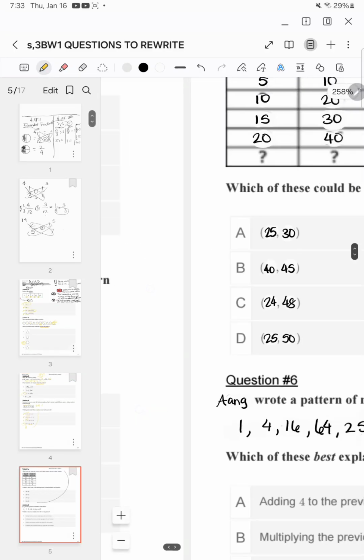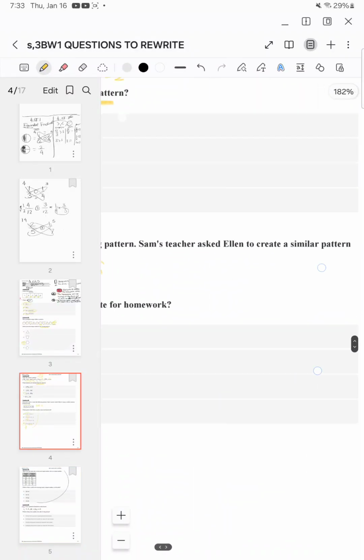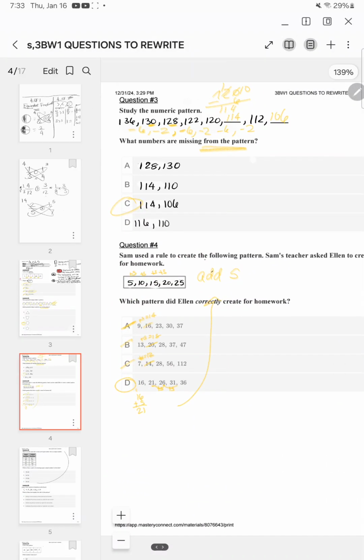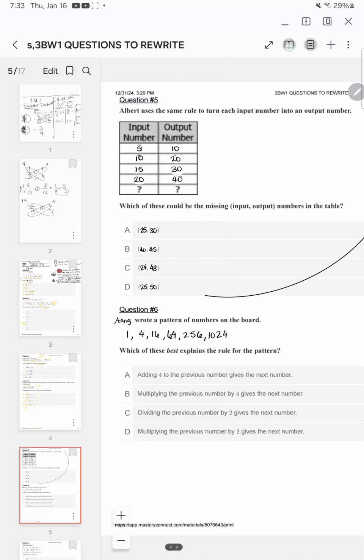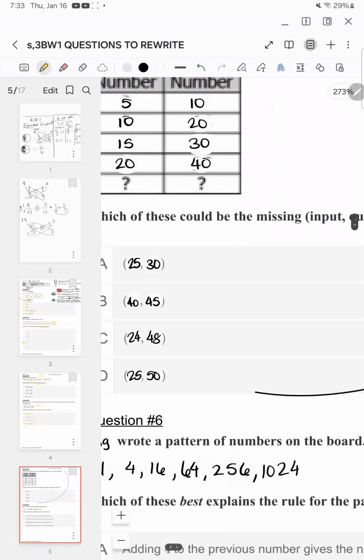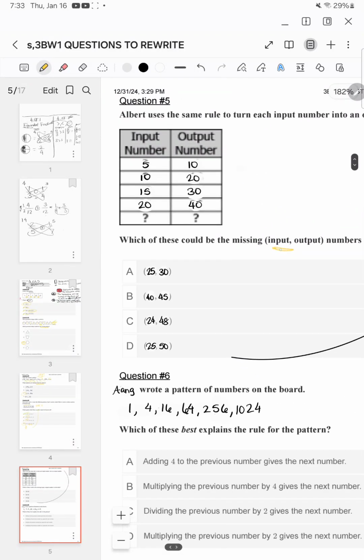Alright, make sure I didn't skip anything. Alright, here, as you can see here, which of these could be missing in the input output table? So I see it's counting up by 5, 10, 15, 20. Next would actually be 25. Also 10, 20, 30, 40. I know it's 50. Also, if you notice, anything in here you're multiplying by 2, because 5 times 2 is 10.